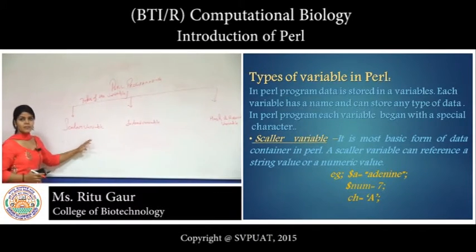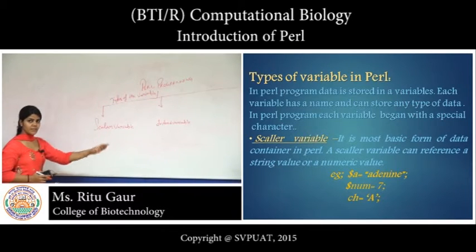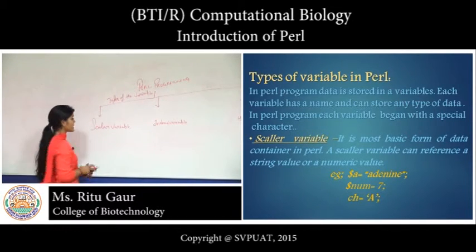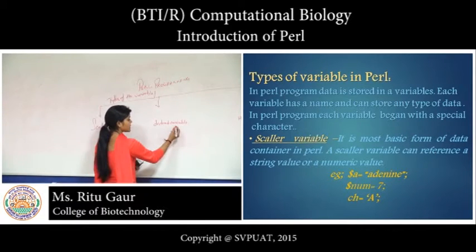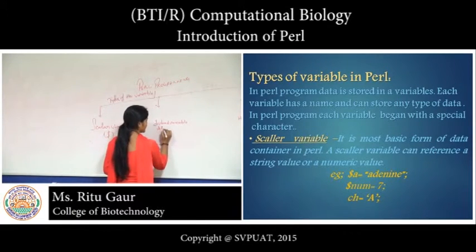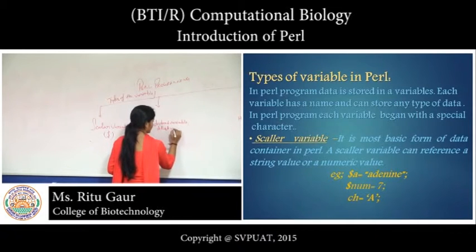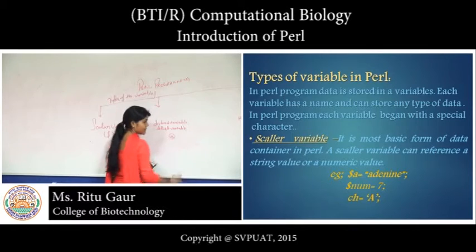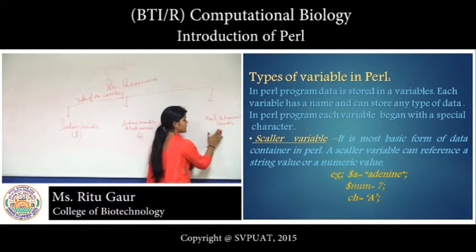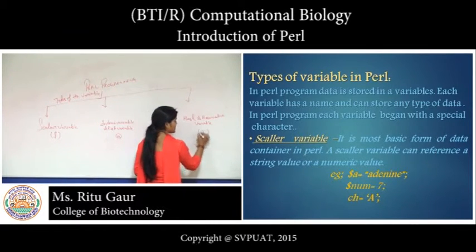In Perl programming, each variable has a specific symbol by which we can define it. A scalar variable is defined by the $ sign. An index variable, also called a list variable, is defined by the @ sign. And the hash or associative variable is defined by the percent sign.